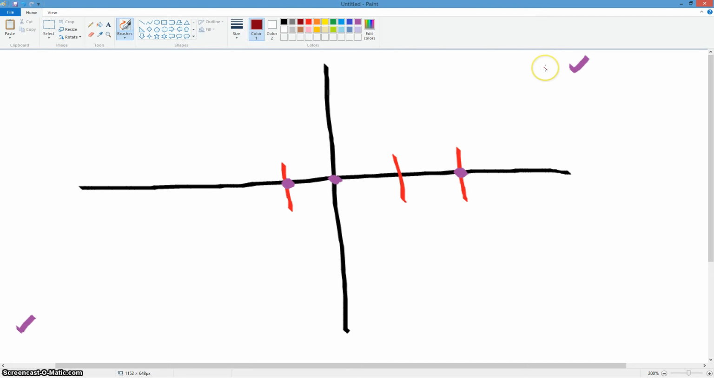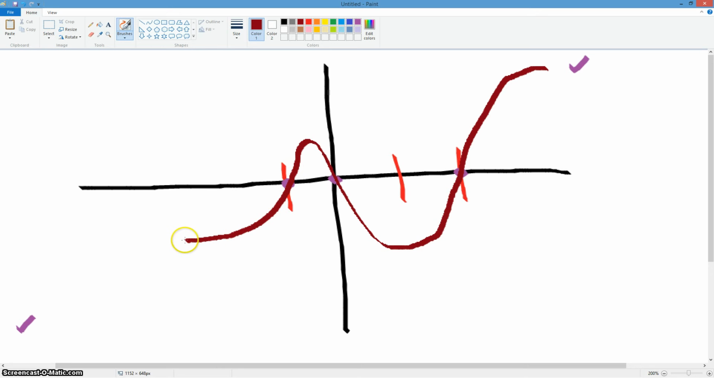All right, so let's go ahead and sketch our function. It's going to start here. It's going to go through the first x-intercept. Then it's going to come back up and go through the second one. Then it's going to come back down and go through the third one. And it's going to end right here. I'm going to end them with arrowheads on both ends. Okay, so that's a rough sketch of what your function should look like.